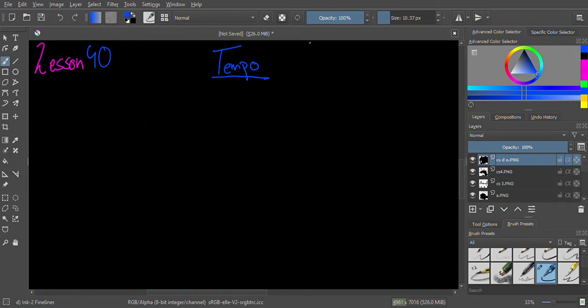And the first one I want to go through is tempo. I'm sure you must have heard this word before. Now, very simply, tempo is a measure of how fast or slow a piece of music is. So, how fast or how slow, right? It's a measure of that.